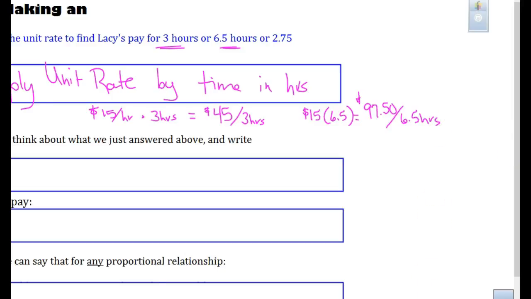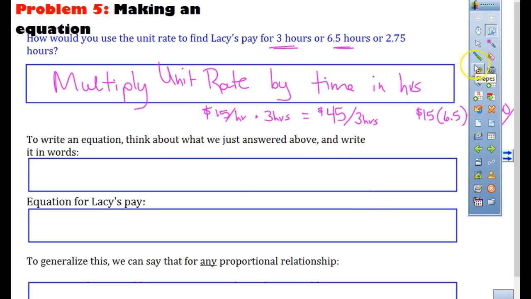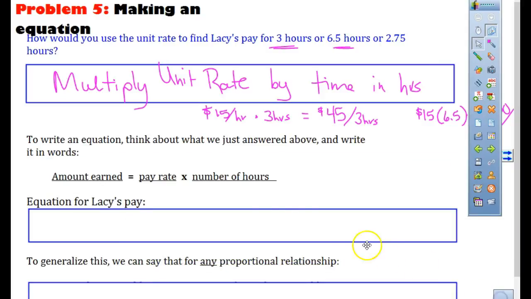Now, what's nice about that is that can help us to write an equation. So, when we write an equation, this is what we want to be thinking about. To write an equation, we want to think about what we just answered. We want to put it in words. So when we take a look at this, this is what we want to look at. When we put this in words, we want to be thinking that the amount that we earn is equal to our pay rate.